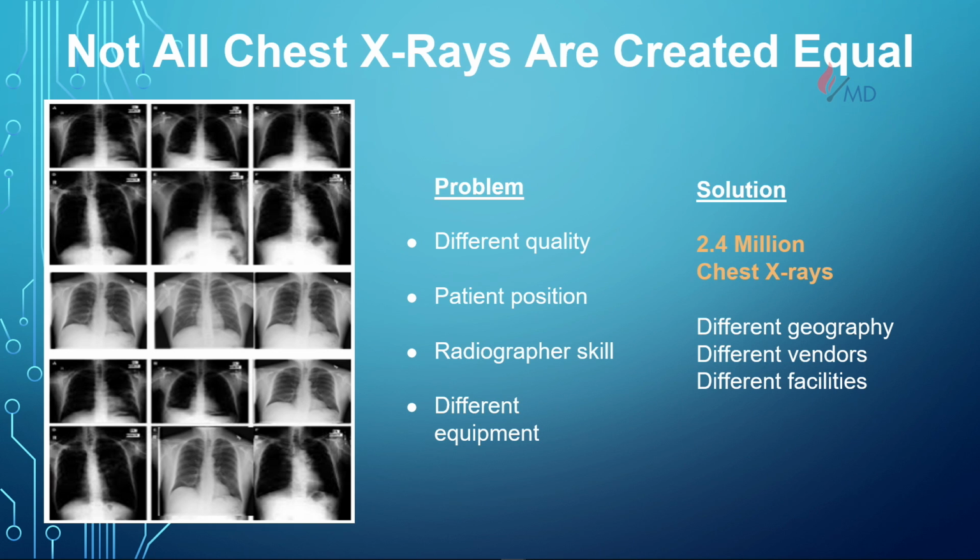So not all chest x-rays are created equal. So that's a challenge with AI, right? We talk a lot about data sets and access to data. So there's problems. There's different qualities of chest x-rays. Sometimes the patients are very sick, so they're slumped over, they're not really in the field of view, or they're very skinny or very large, so patient positioning is affected, the skill of the radiographer who's taking the x-ray, and then lots of different equipment that's available.